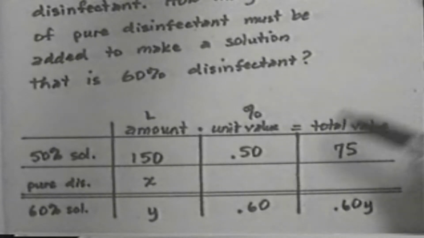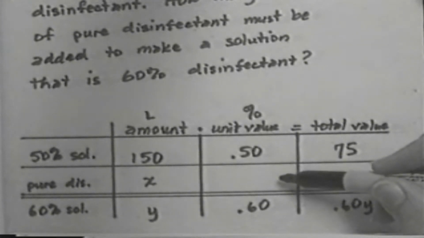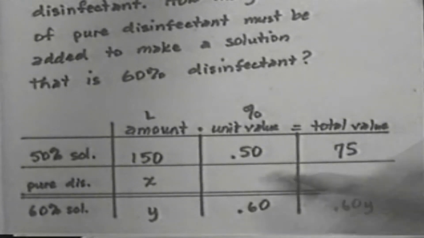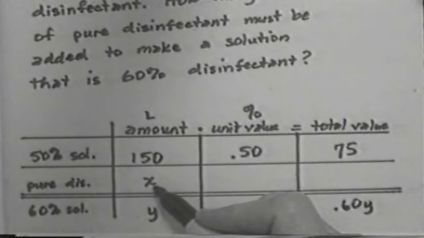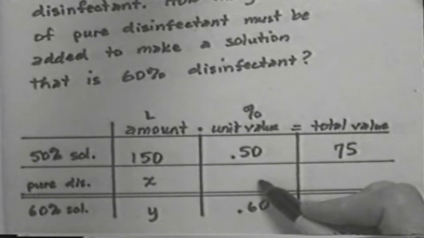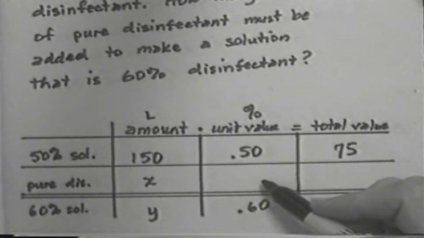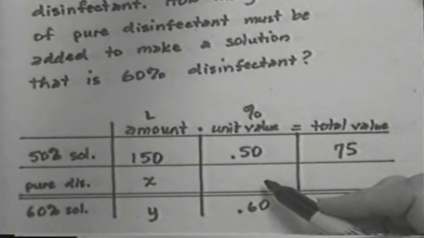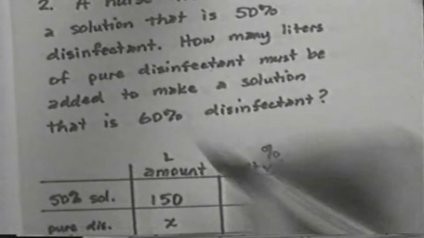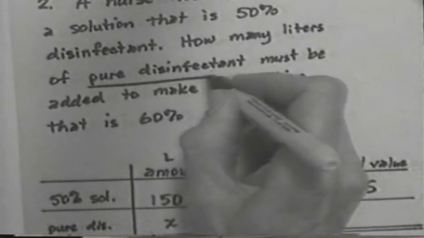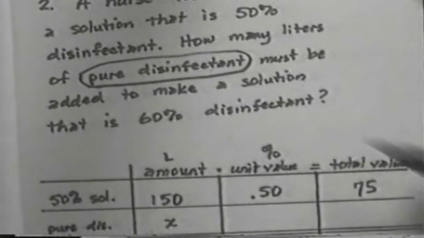But there's a bit of a problem here in this second row. With our pure disinfectant, we have X liters. What about the percent? We didn't have a number printed in the problem. However, we are told that we're putting in pure disinfectant. If the disinfectant is pure disinfectant, what does that mean? That means it has not been diluted.